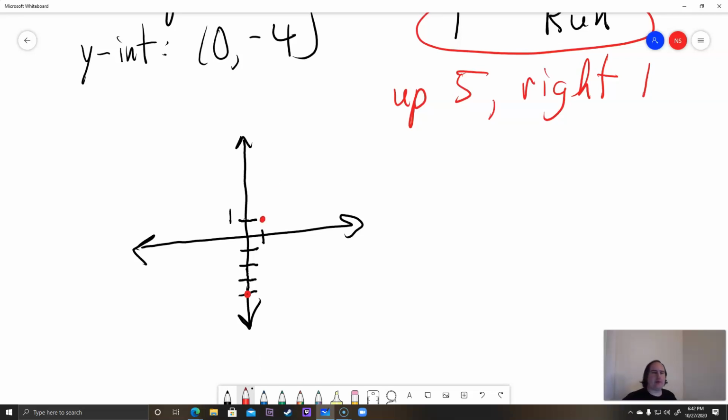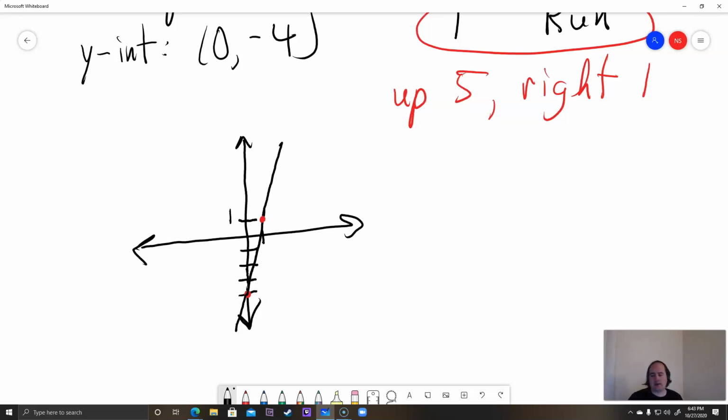So how did I get that point? First, I graphed my y-intercept, which I knew was 0, negative 4, and then I followed the directions. So I went up 1, 2, 3, 4, 5, and right 1. And that gave me my second point. And now I can go ahead and sketch my line as a straight line through these 2 points. And that's kind of a wavy line. I didn't draw it so great, but it's kind of hard to draw it at this angle. Okay? So there's the sketch of our line.